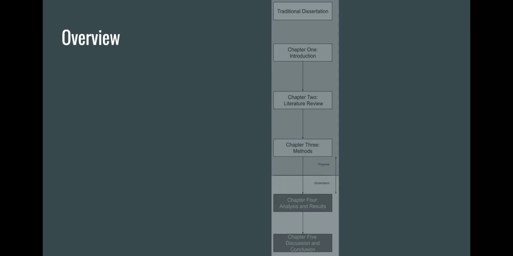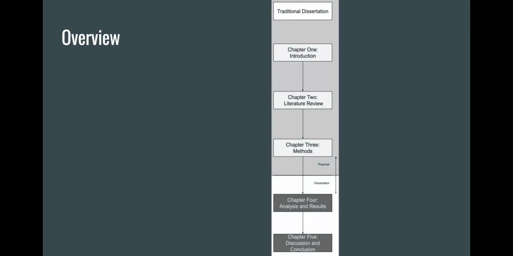So, an overview of the dissertation structure and ideas. In a traditional dissertation, chapters 1 through 3 form the proposal, with chapter 1 being the introduction to the topic, chapter 2 being an extensive review of the literature, and chapter 3 detailing the methods used in the subsequent dissertation project. The dissertation that is submitted and defended then adds chapter 4, analyzing the results of the methods that collected the data, and chapter 5, discussing and concluding major thoughts and themes that emerged from that dissertation process. That is a very linear, traditional format.